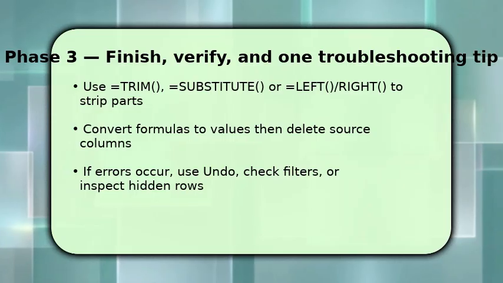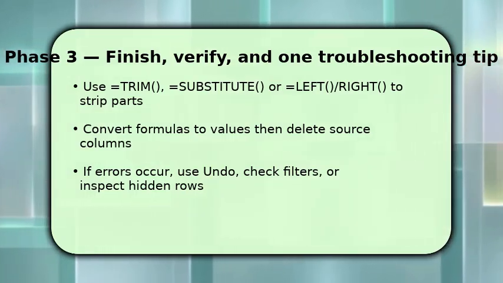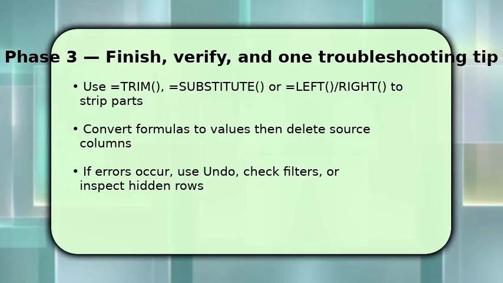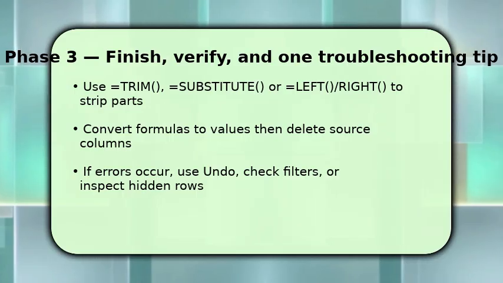If something goes wrong, undo immediately. Check for active filters or hidden rows that hid data, and make sure no formulas reference the deleted cells. This prevents broken links and preserves workbook integrity.